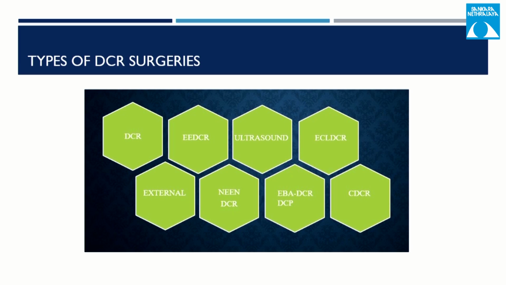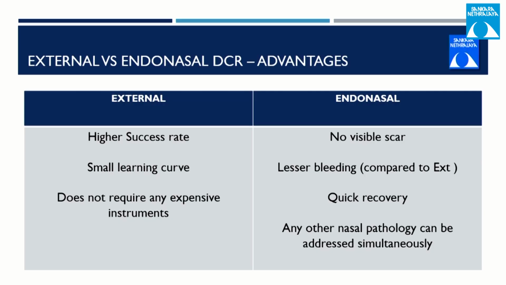Then we can use a laser as well, and then you have the CDCRs, conjunctival DCRs, wherein in cases where there's a canalicular block, we can do that as well, like a Jones tube and all that. This is more for your exam purposes, types of DCR asked in the question. Advantages of external and endonasal DCR.